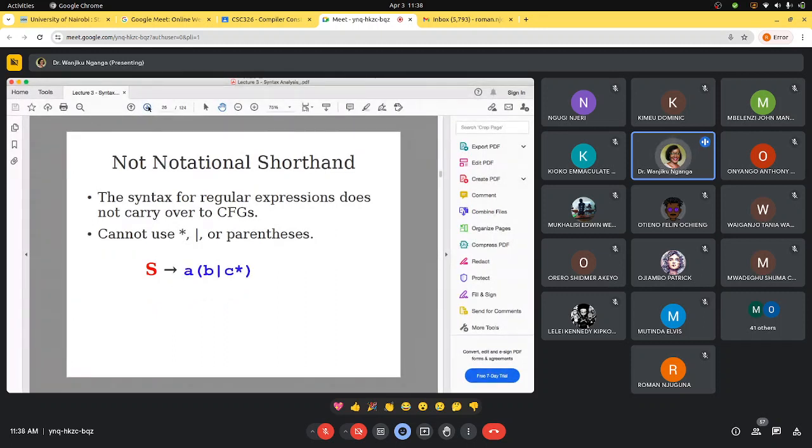So for instance, this is what we have as our regular expression, and we want to convert this into a CFG. We're saying we can't use the either-or, we can't use the brackets, we cannot use the Kleene star operator. So in this case, which non-terminal do we need to create?